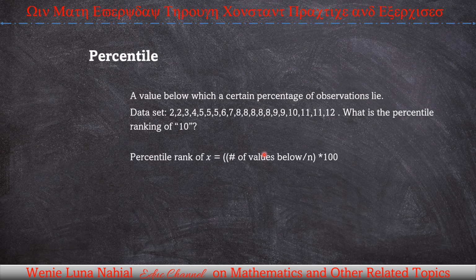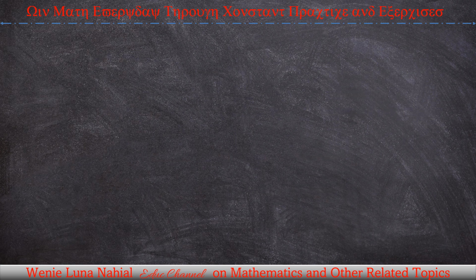To get the percentile rank of this 10, you have the number of values below 10 divided by the total number of observations times 100. So we have 16 over 20 times 100, which gives 80%. So 10 is at the 80th percentile rank. So 80% of the observations in the given data set are below 10. So that's our analysis.